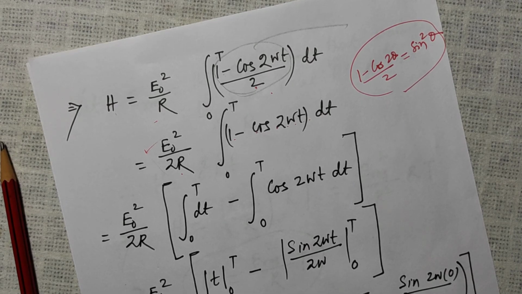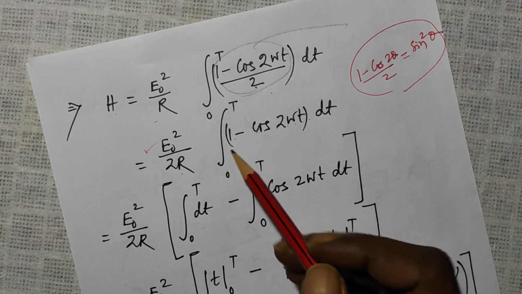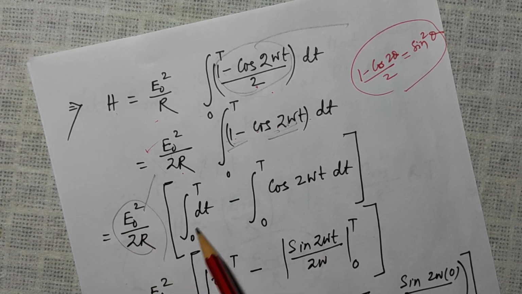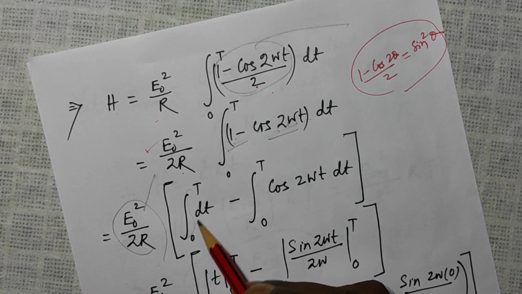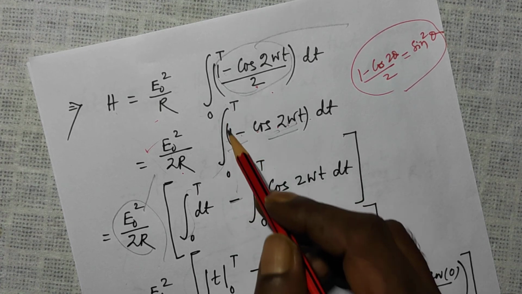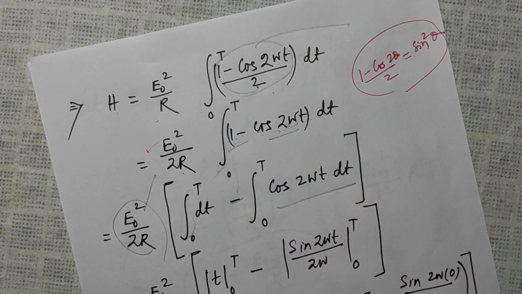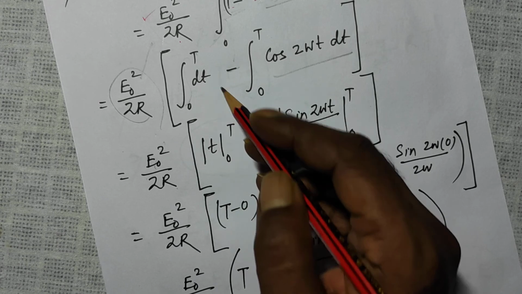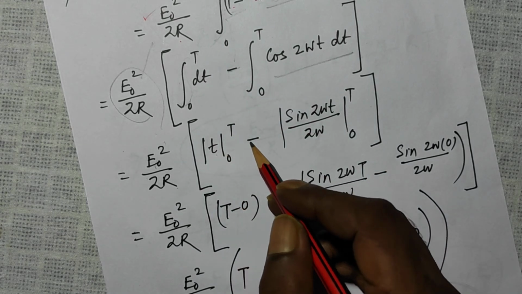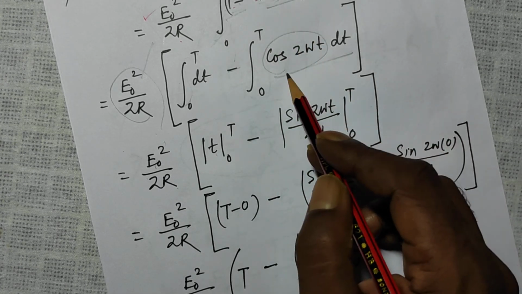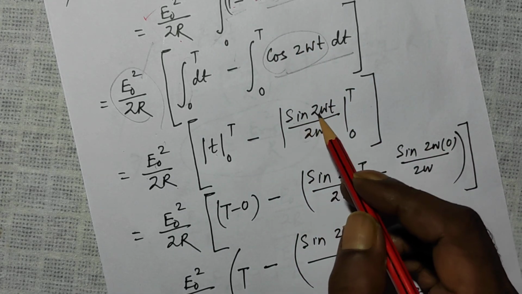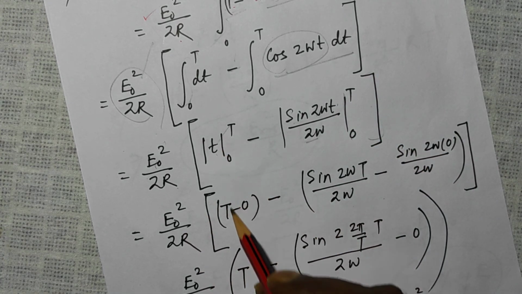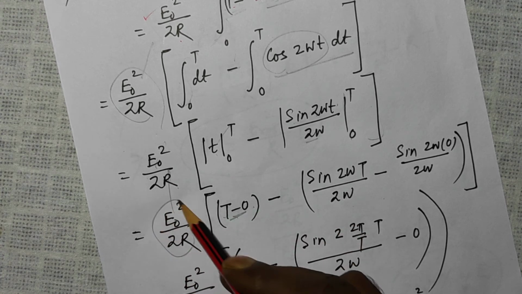Right, now there are two terms, one term here, another term here. So we integrate these two different terms; the constant remains the same. Integration of 1 into dt from 0 to T, minus integration of cos 2 omega t dt. So E naught square over 2R, integration of dt is t, its value in the limit from 0 to T, minus, this also I have derived in previous lessons, sine 2 omega t over 2 omega from 0 to T. So upper limit minus lower limit, so T minus 0, this remains the same.